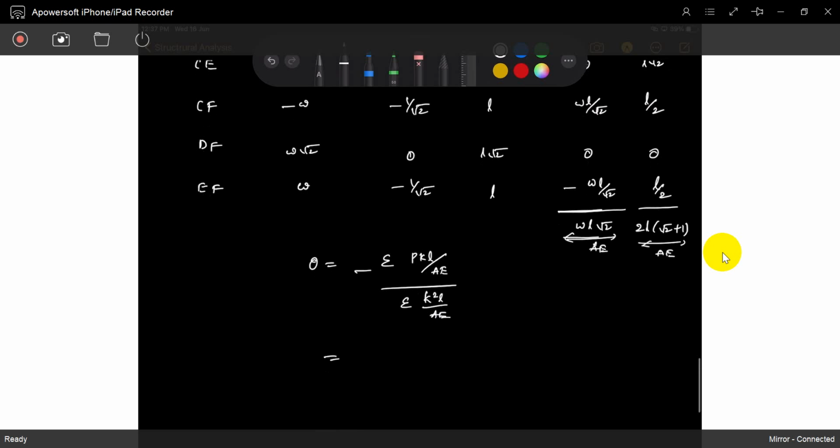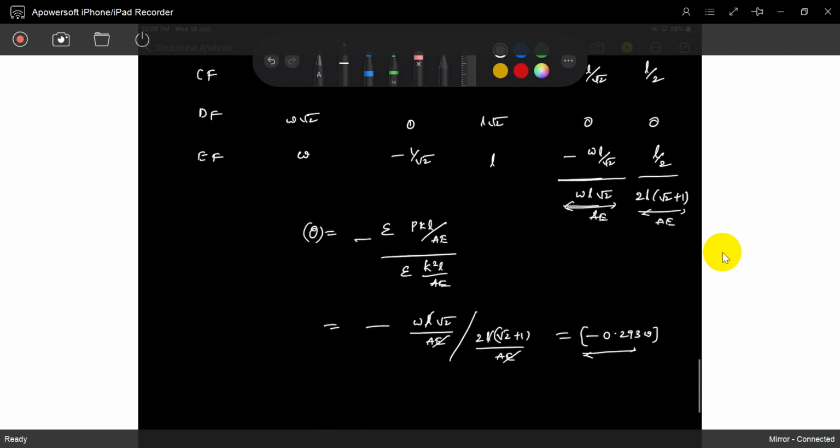So what is the Q force? Summation of WL root 2 divided by 2L plus 1, divided by AE. AE is individual, you can calculate it. So what is the value? L is cancelled. The value is minus 0.293 W. That is the Q force. We have just calculated the redundant force, the redundant member force, that is 0.293 W.